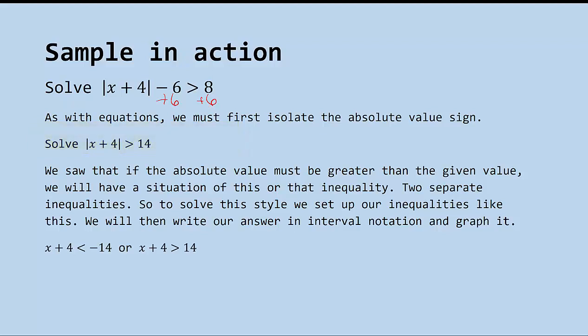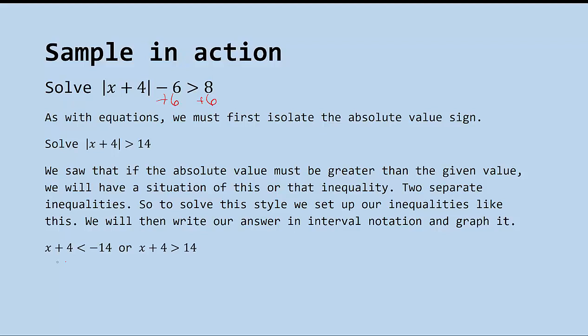Now we saw that if the absolute value must be greater than the given value, we'll have a situation of what we call a this or that inequality. In other words, we have two separate inequalities. So to solve this style, we set up our inequalities like this. We have our x plus 4 is less than negative 14. Our x plus 4 is greater than 14. Once we solve this, we will put them in interval notation and graph it.